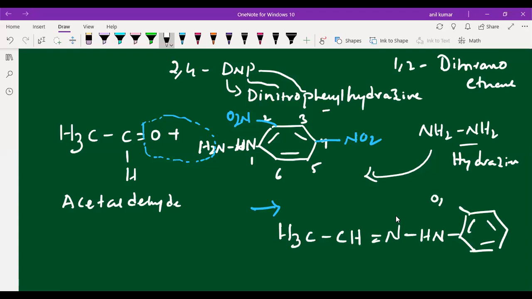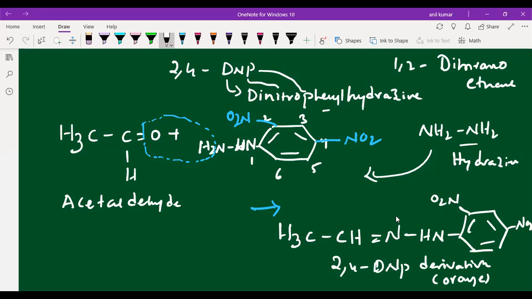This is the 2,4-DNP test, and this compound we are calling the 2,4-DNP derivative. Which color is it, students? You know, orange color. It is an orange color solid substance.